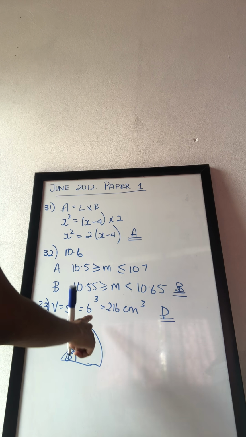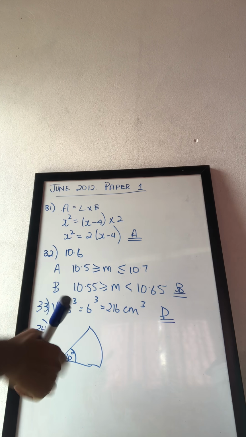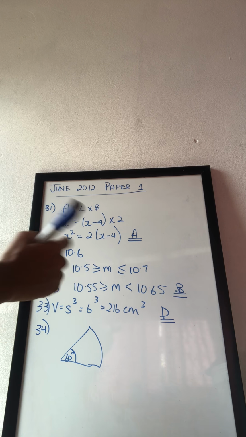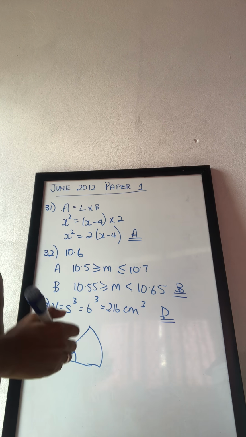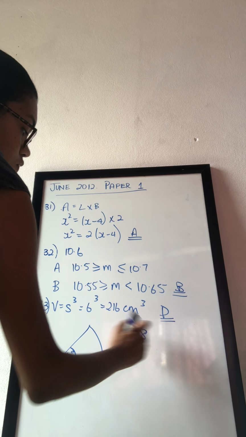So if this sector, the angle is 60 degrees, it means that this sector here is 1/6 of the circle. So this arc here would represent 1/6 of the circumference. Therefore, the entire circumference would be 8, which is this length here, times 6, that is 48, which is C.